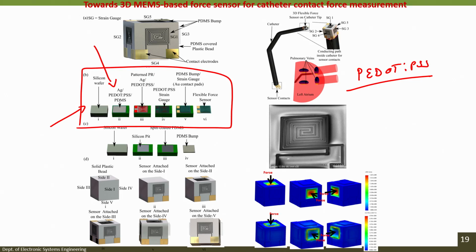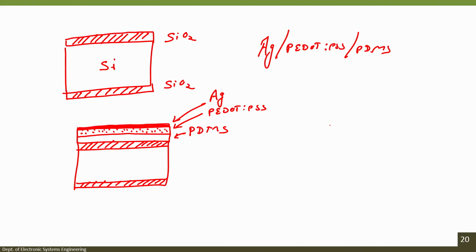The next step is you pattern photoresist on the PEDOT:PSS so as to get the strain gauge. So, how will you do the patterning? For that, you have to spin coat photoresist. This is our positive photoresist. Then you have to perform soft baking, and then we go for exposure. What exposure do we go for? We go for UV exposure, because this is photolithography, and now we know what UV lithography is.